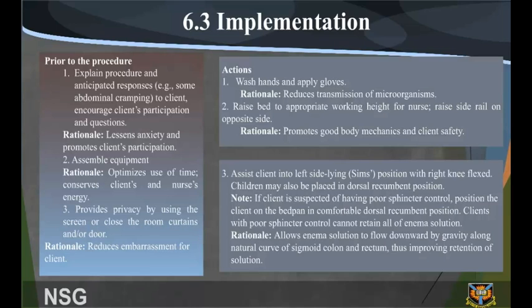3. Assist client into left side lying position with right knee flexed. Children may also be placed in dorsal recumbent position. If client is suspected of having poor sphincter control, position the client on the bedpan in comfortable dorsal recumbent position. Clients with poor sphincter control cannot retain all of enema solution. Rationale: allows enema solution to flow downward by gravity along natural curve of sigmoid colon and rectum, thus improving retention.